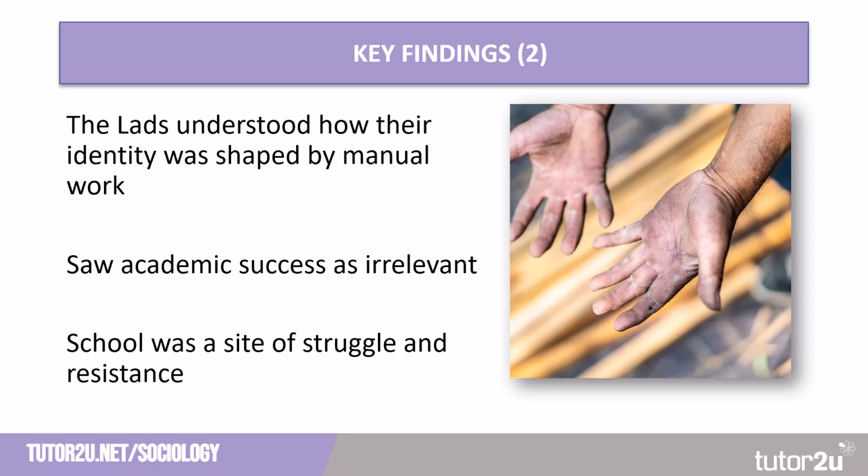Willis argued that schools play a significant role in socialising students into their future roles in society. For the lads, school was not a place of learning and advancement, but a site of struggle and resistance. This process helped prepare them for the kinds of jobs they would likely have, reinforcing the existing class structure.